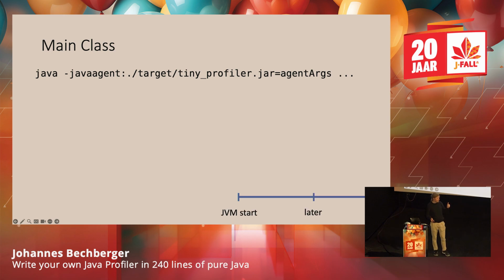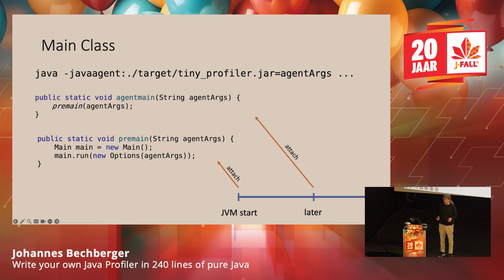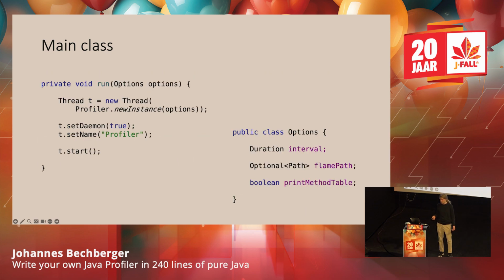The idea is that we can attach this profiler either at startup, as we do here, by passing it via -javaagent, or later via, for example, jcmd. And this results in two different main methods. When you want to write an agent, you have an agentmain called when you attach it later, and the premain when you attach it at the beginning. And the cool thing is we then just start our profiling thread.